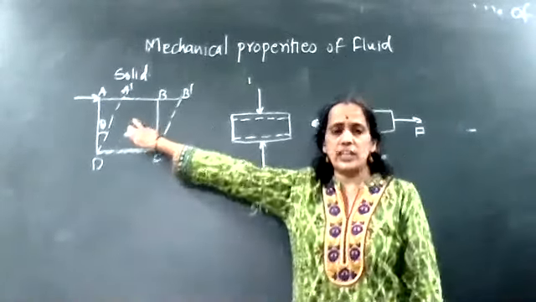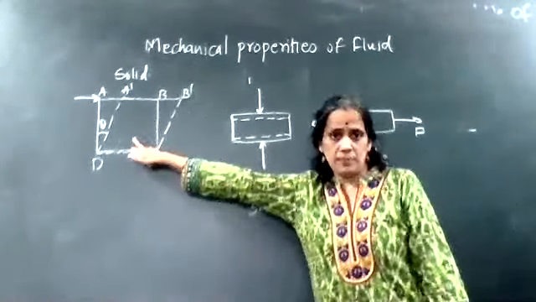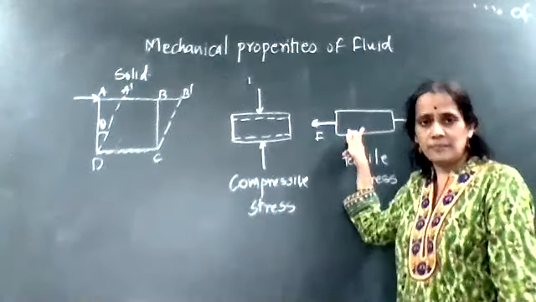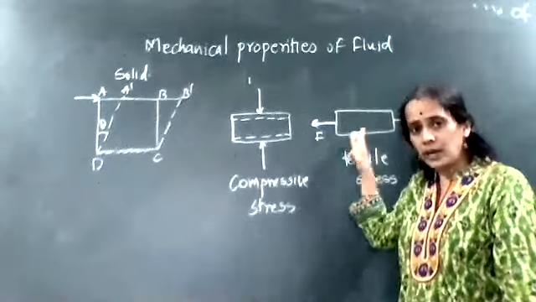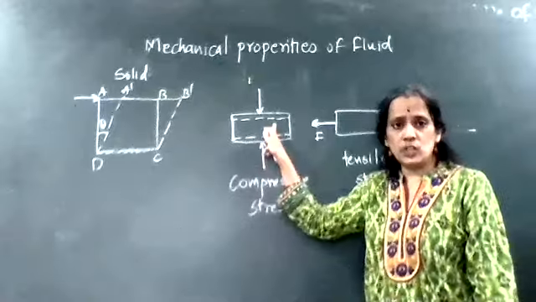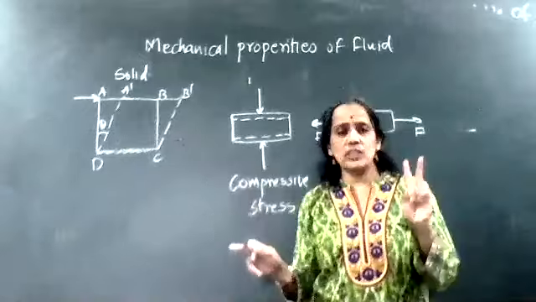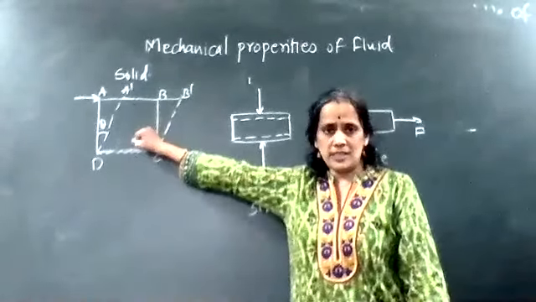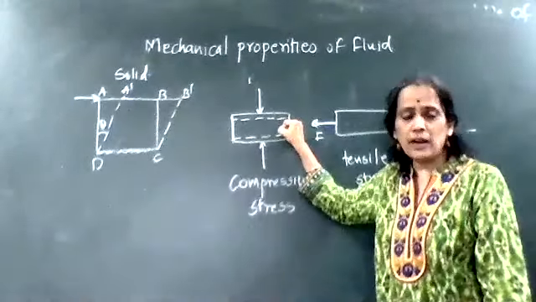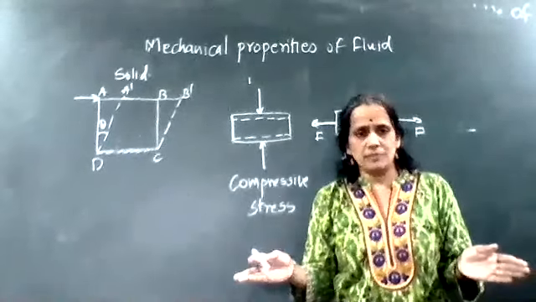Here is the change in volume, and here is the change in shape; here is the change in volume, and here is the change in length. So we can say that a solid possesses the property of change in shape, change in volume, and change in length, and that gives us the three elastic constants. That is, a solid possesses the modulus of rigidity, the bulk modulus, as well as Young's modulus.